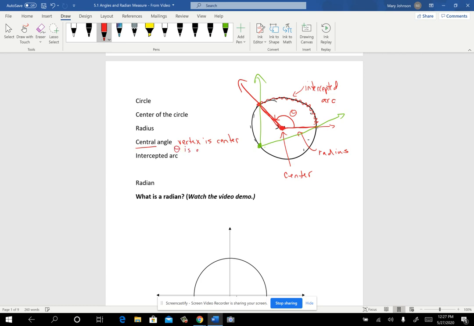Theta is a central angle, but the green one is not, okay? All right, so I just wanted to get a lot of the vocabulary out of the way.